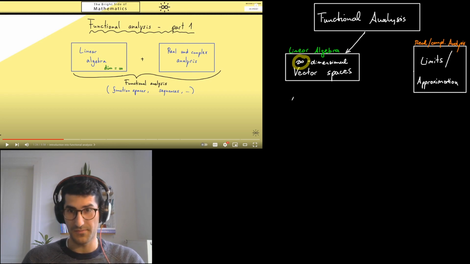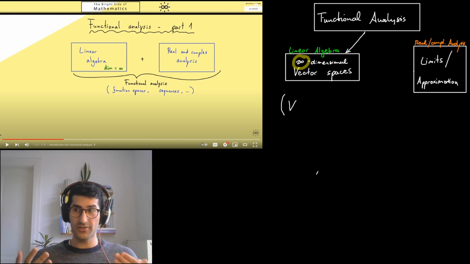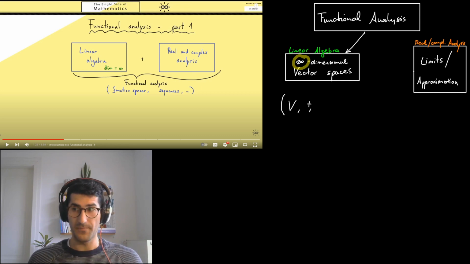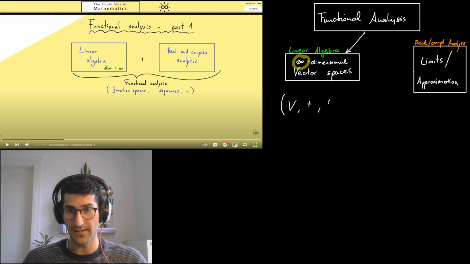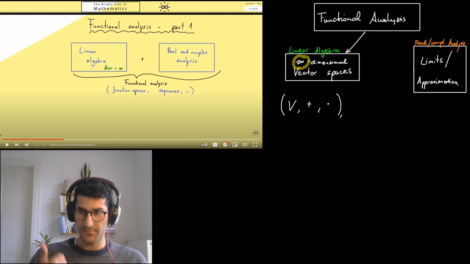So what was a vector space? A vector space, first of all, consists of a set. Let's call it V for vectors. And this set carries an additional structure, which is given by the addition. So we can take a sum of two vectors. And it also comes with another structure, which is given via the scalar multiplication. Normally we summarize this as a triple, so the set together with two algebraic operations.